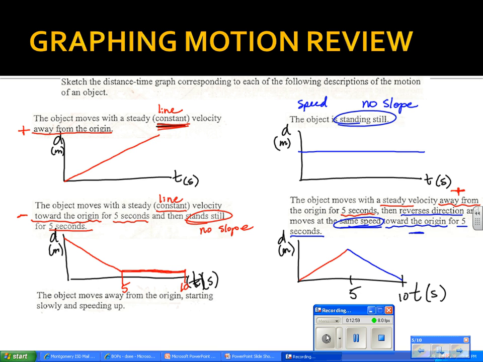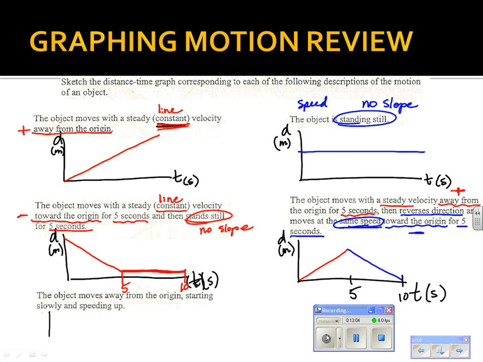The object moves away from the origin, starting slowly and then speeding up. So we're going to go ahead and write our axis. Distance is meter and time is seconds. If it's moving away from the origin, then it's going to be positive, and it's starting out slowly. And then it's speeding up. So that would be a curve because this is going to be that it is accelerating.